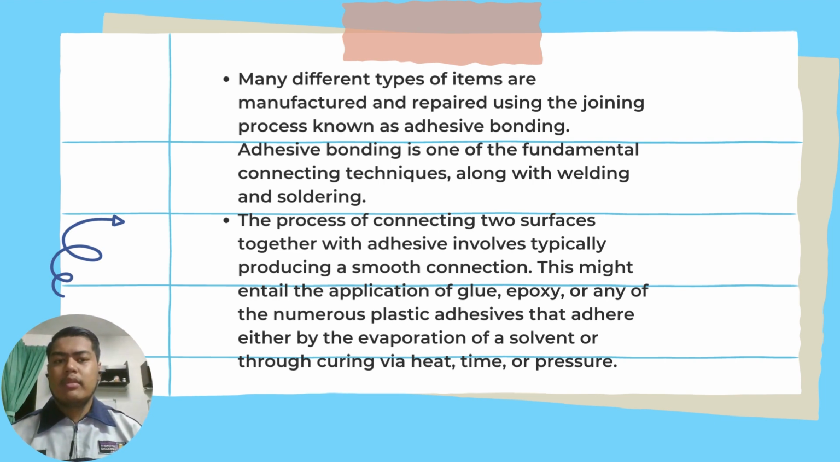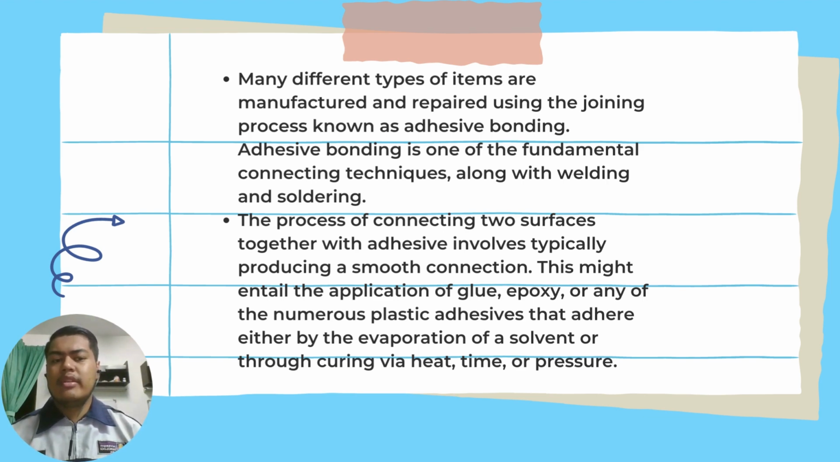Numerous materials can be bound together in a wide variety of products, including cars, mobile phones, personal care items, buildings, computers, and medical equipment. Thanks to the wide variety of adhesives that are readily available, the process of connecting two surfaces together with adhesive typically produces a smooth connection. This might entail the application of glue, epoxy, or any of the numerous plastic adhesives that adhere either by the evaporation of a solvent or through curing via heat, time, or pressure.